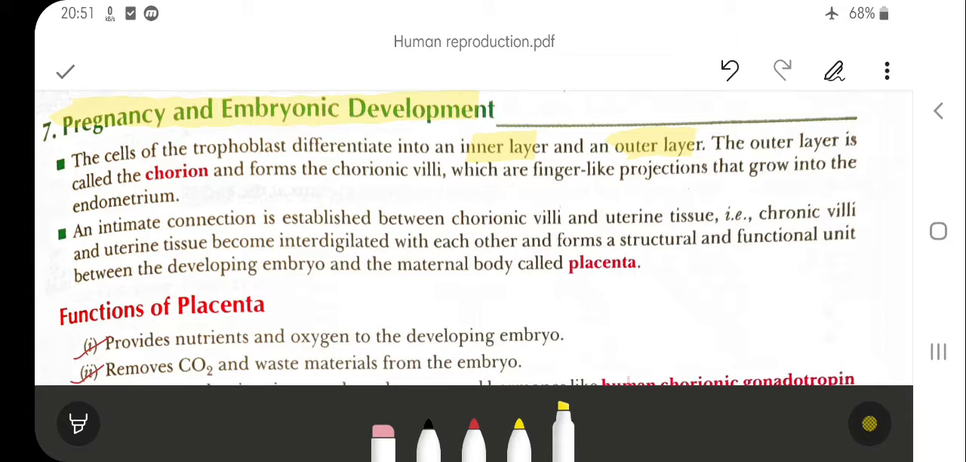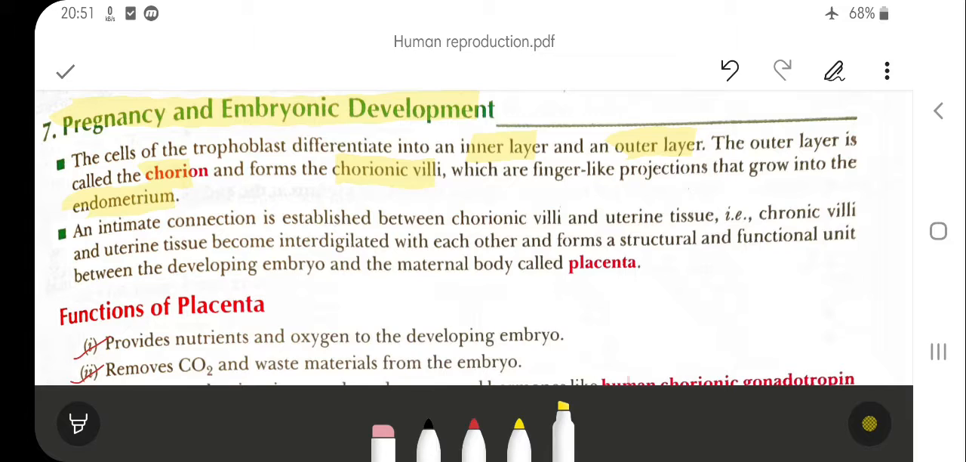So the cells of the trophoblast, which is the peripheral layer of the blastocyst, differentiate into an inner and outer layer. The outer layer is called the chorion, and it forms the chorionic villi. Villi are finger-like projections that grow into the endometrium. Endometrium is the inner layer of the uterus.